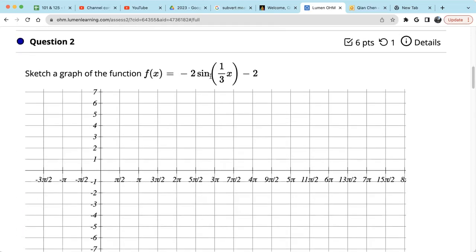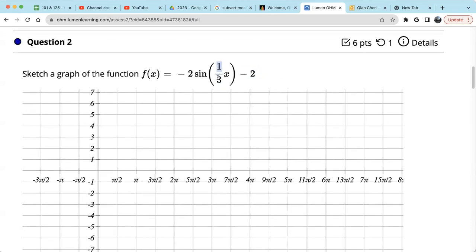Let's see number two. Number two is a sine function. This gives us the amplitude, and this is b. In the standard form, we call this -2 a, then sine, then this we call b. So b helps us figure out the period, since sine is a periodic function. 2 pi divided by b gives us the period, one period of the sine function. Then this -2 is the vertical shift.